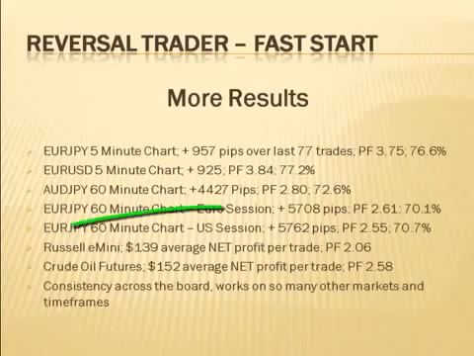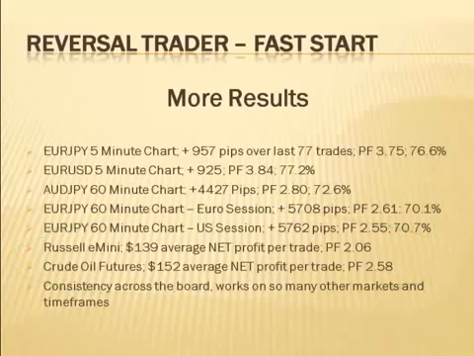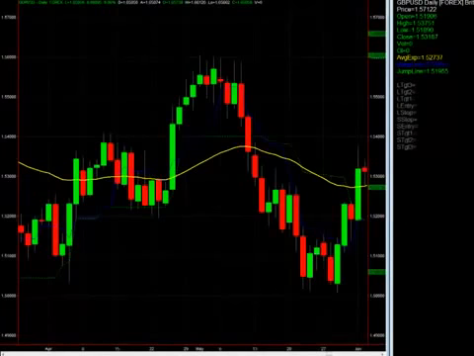But look at the results we're getting from the trend jumper reversal trader. Well over $100 net average per trade. Consistency across the board, and it works on so many other markets and time frames. Okay, let's go to the charts and look at some examples.